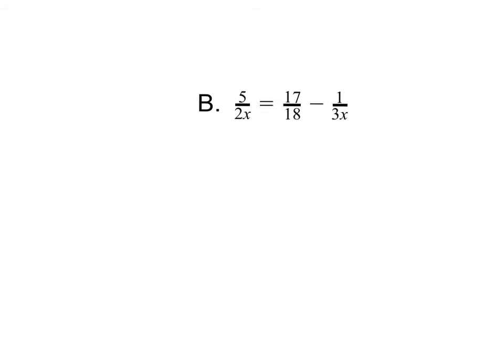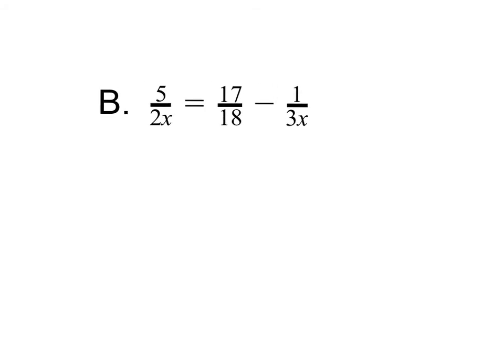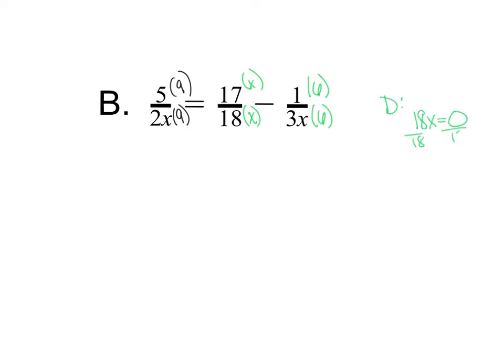Example B. We have 5 over 2x equals 17 over 18 minus 1 over 3x. Let's find common denominators and then drop them after we state our domain. My lowest common denominator is 18x. So this needs a 9, this needs an x, and this needs a 6. For my domain, I set the denominator, 18x, equal to 0 and solve. X cannot be 0. So I'm going to solve my tops now.